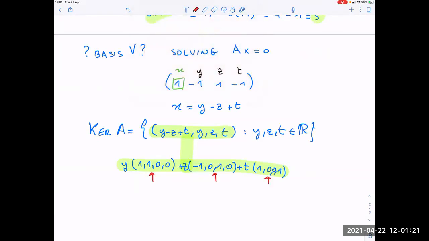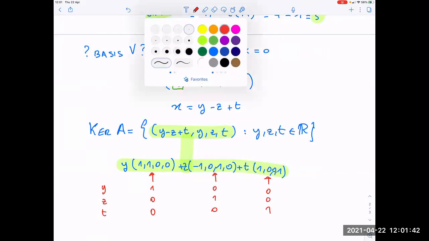How do you produce them? Well, you just look at the three free parameters. You set x1 = 1, all the rest equals 0. You get the first one. Then you set z = 1, and you get the second one. And then you get the third one by setting t = 1. So let me just finish this.